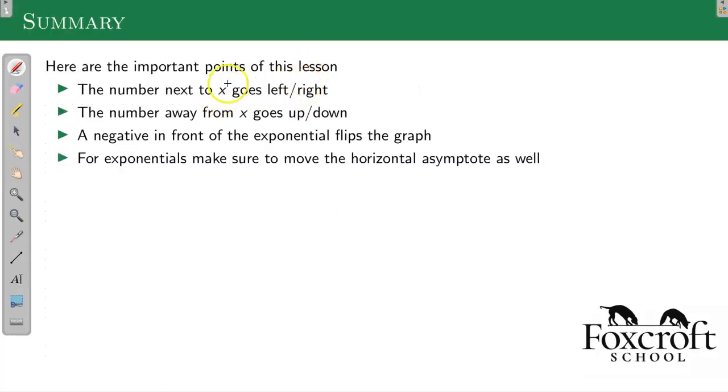Quick summary: numbers next to the x, so in our exponentials, the numbers up in the exponent, go left and right. The numbers away from the x, which are out here, go up and down. If I throw a negative in front of this, it just flips the graph. So instead of going like that, they're going to go like that. And for exponentials, always make sure you put your horizontal asymptote on your graph as well.